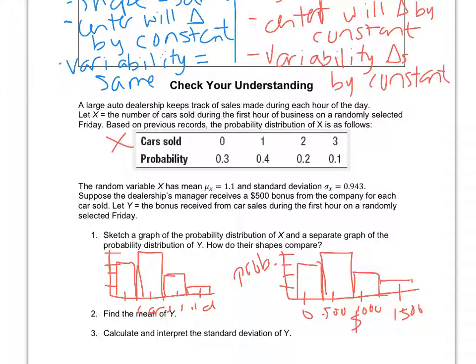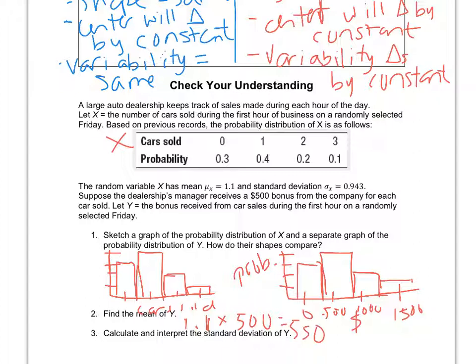So I'm asked to find the mean of Y. Well, I know the mean of X, which is 1.1, so I can just take 1.1 and multiply that by 500, which will give me 550.